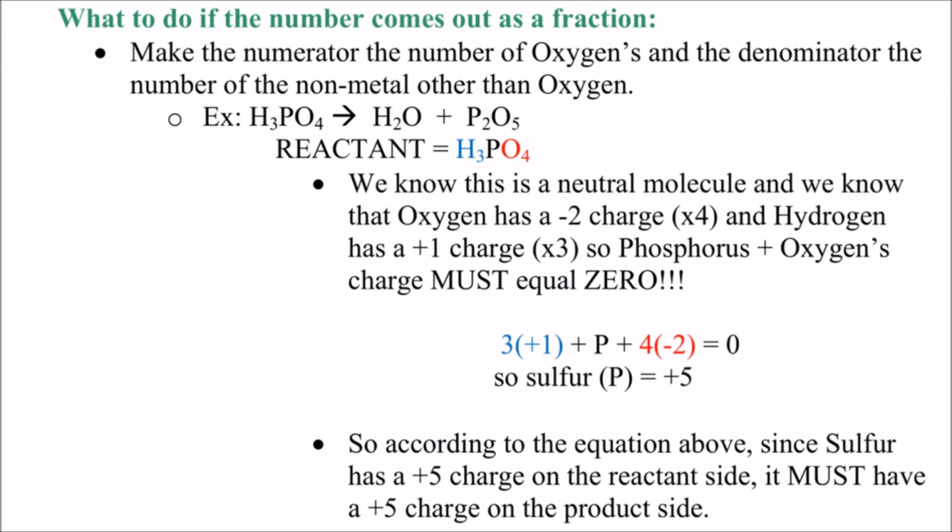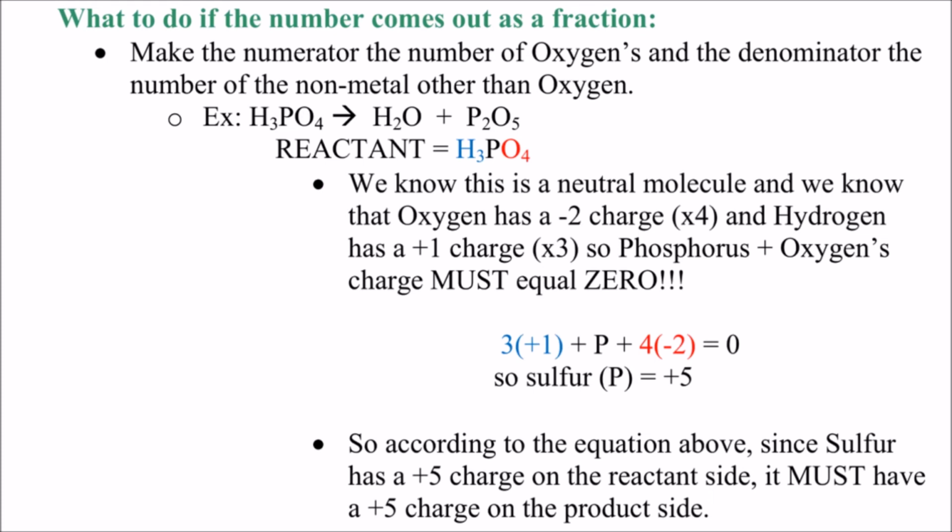Okay, if that happens, you're going to make the numerator of the fraction the number of oxygens, and the denominator of your fraction is going to be the other nonmetal. So here's your example. What if we had phosphoric acid, H3PO4? Okay, well what that's going to make is water and diphosphorus pentoxide. But how would you know that?